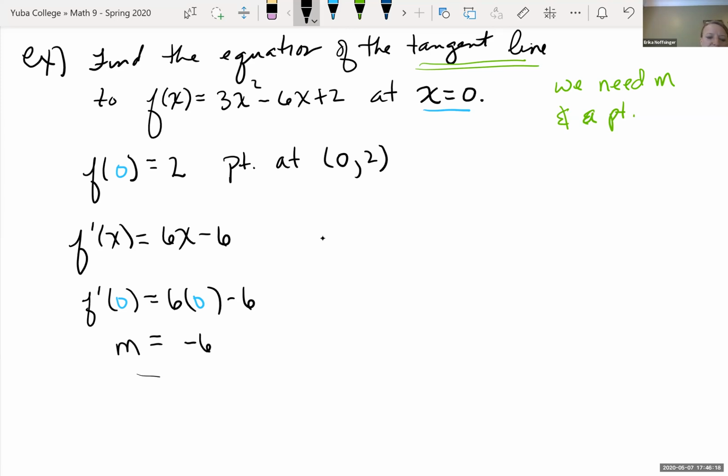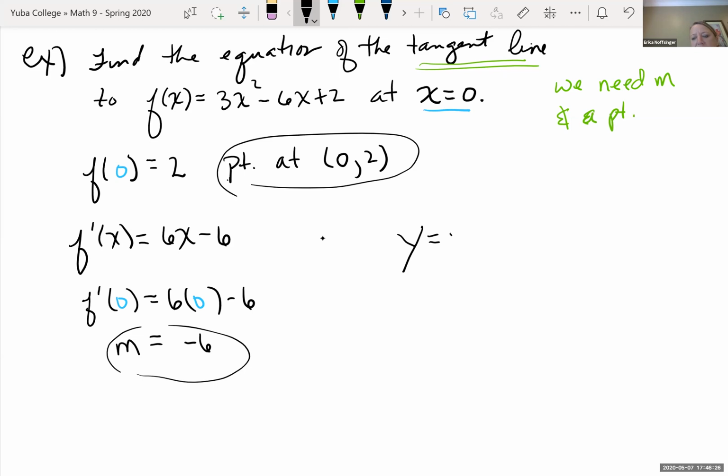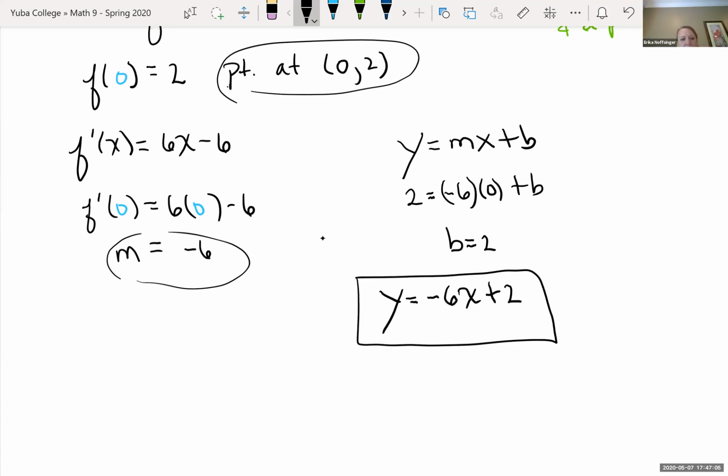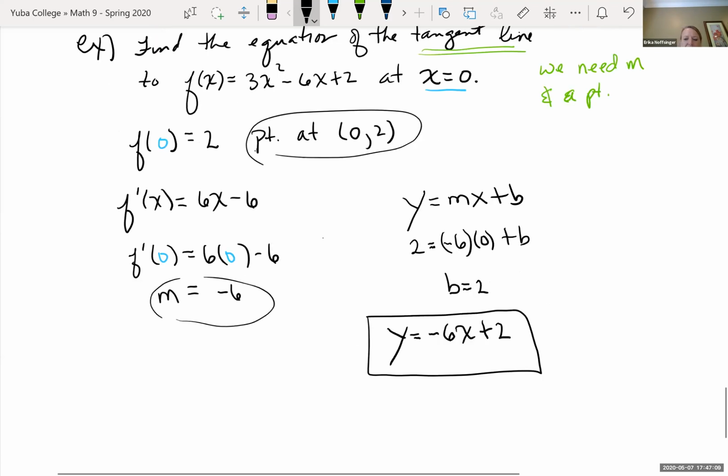So we find our slope is negative 6, our point is 0, 2, and we want the equation of the line. So if we plug things back into y equals mx plus b, we could solve for b. So I know y is 2, so 2 equals my slope of negative 6 times x, which is 0 in this case, plus b. So I get my b value is equal to 2. So if b is 2 and my slope is negative 6, the equation of the tangent line is going to be y equals m, which is negative 6, times x, plus b, which is 2. So we found the equation of the tangent line at the x value equals 0 of f of x.